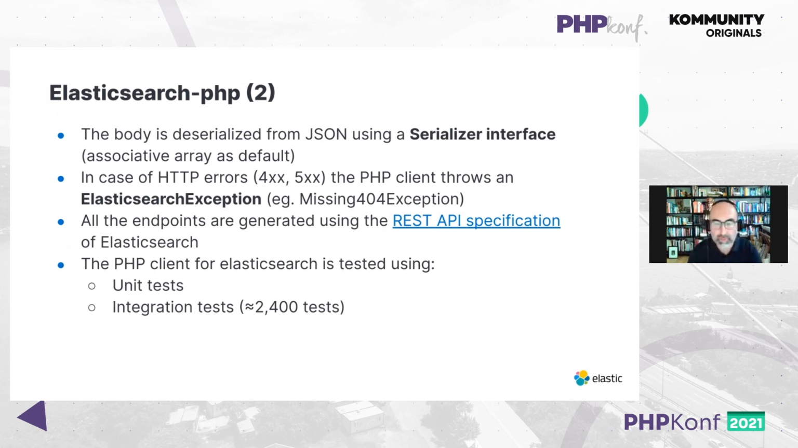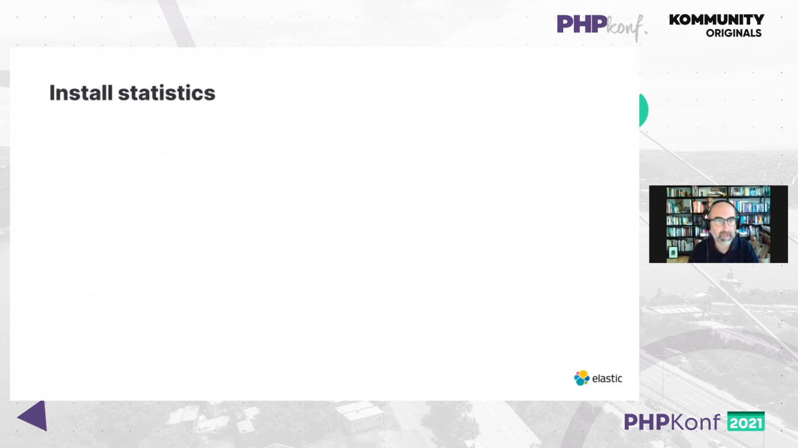And actually, we have more than 1,400 tests in place, so a lot of tests, because basically we are reusing the same tests that the Elasticsearch project itself, which is written in Java, is using in order to test Elasticsearch. So we are using the same tests. So we care a lot about testing, of course.